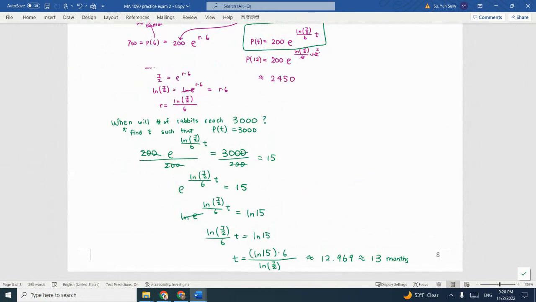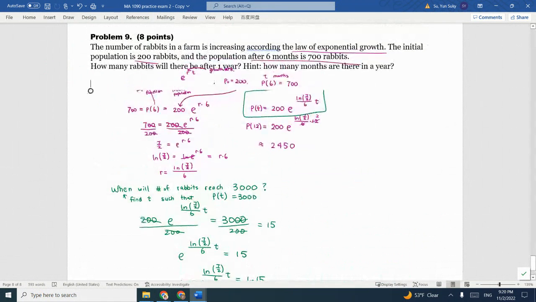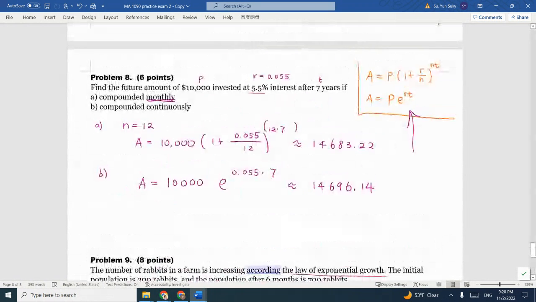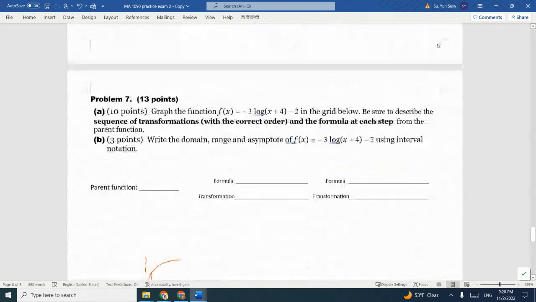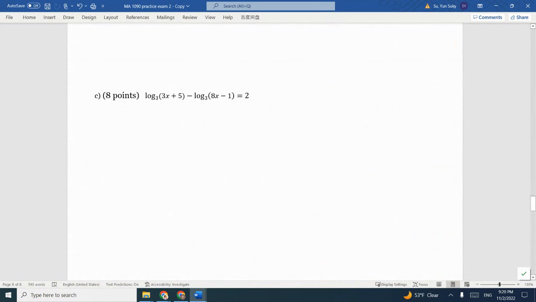So now I teach you two directions. I give you the months, you tell me the population. Or I give you the population, you tell me the time. So this is problem number 9. Do you understand problem number 9? If yes, could you type 9 in the chat? Awesome, thank you.